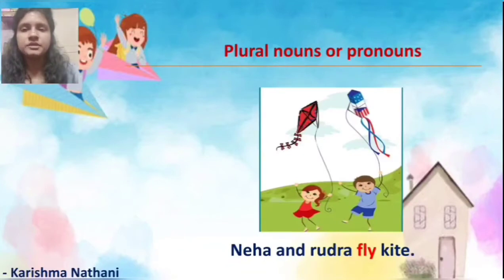Neha and Rudra fly kites. Neha and Rudra, two names, means plural form. So there is no need to change the verb. It will remain as it is. Neha and Rudra fly kites. No ies, no s or es. As it is, fly.